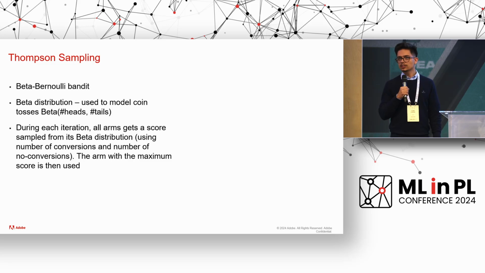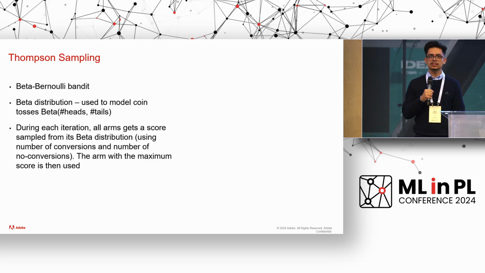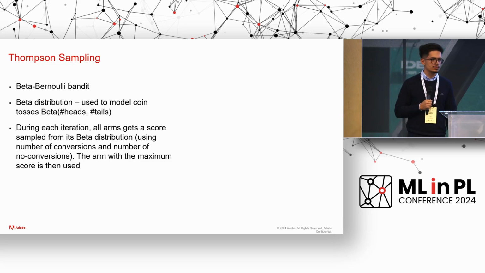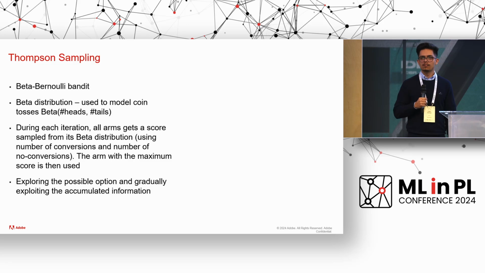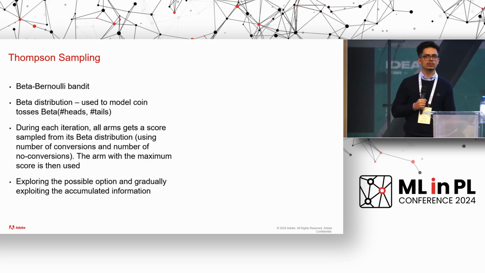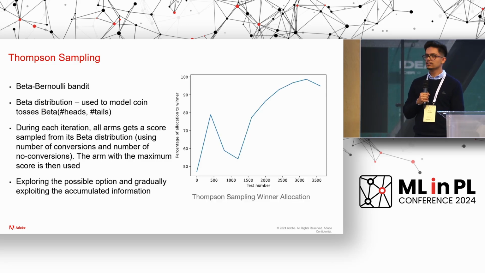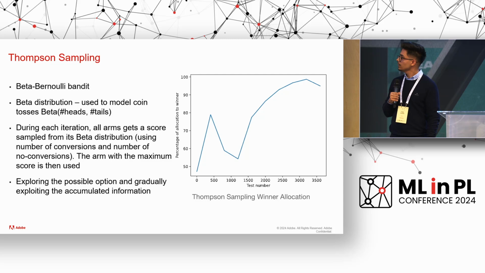Each iteration, it samples a number randomly from the beta distribution at each arm, and then the arm with the maximum score is used. In simple words, this explores the possible options and gradually exploits the accumulated information. And to showcase the results, we have here a small plot.